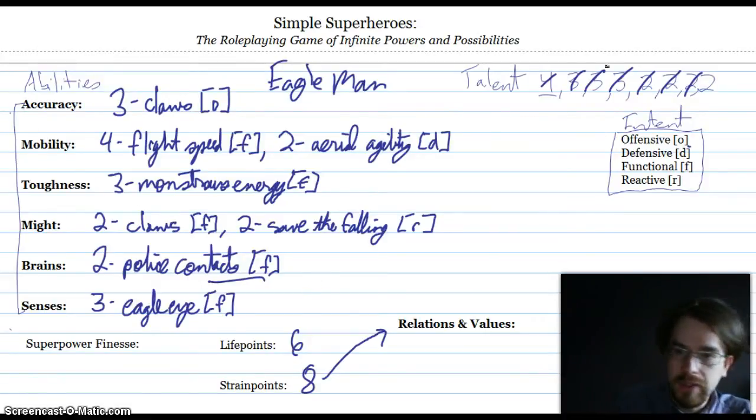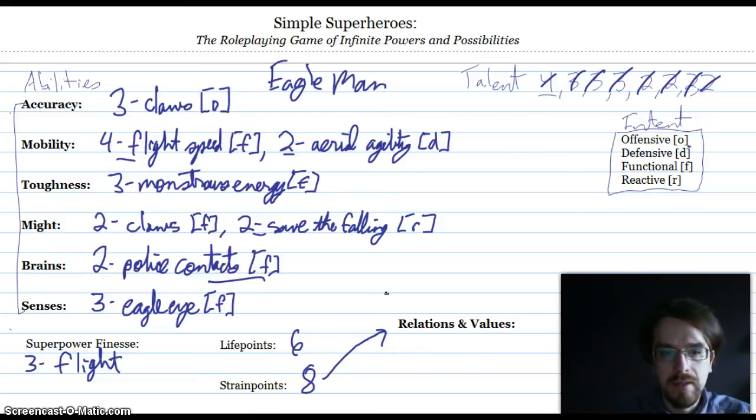So after we've got all of our talents, which we do, the GM assigns Superpower Finesse. And for Eagle Man, that's very straightforward. Superpower Finesse is generally a measure of your related talents. He has 3 flight talents, so he gets 3 flight. And this says that, yes, Eagle Man is a pretty skilled flyer. He's fairly flexible with it. And if he wants to do something that doesn't really fit in these talents with his flight, he could possibly roll that if you spend the strain point.